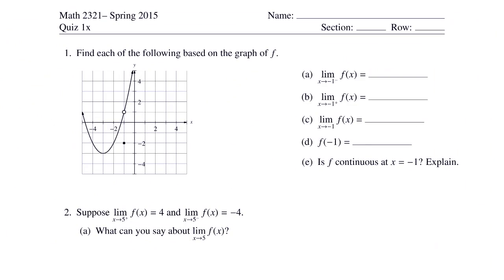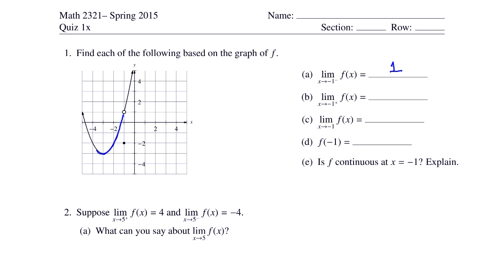Let's look at the answers to quiz 1X. Question 1A, find the limit as x goes to -1 from the left. So I'm going to trace along the graph here, and from the left, you see as we get close to x equals -1, we are approaching the y value of +1. So that limit is +1.